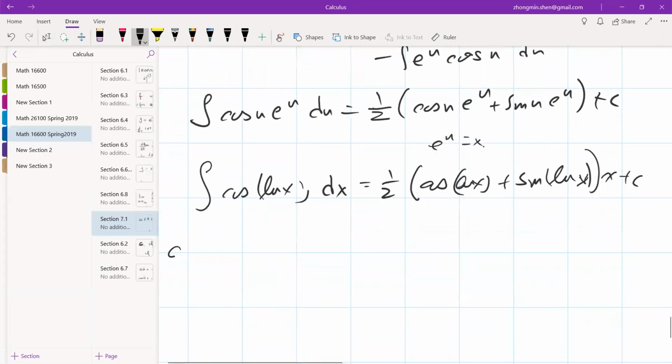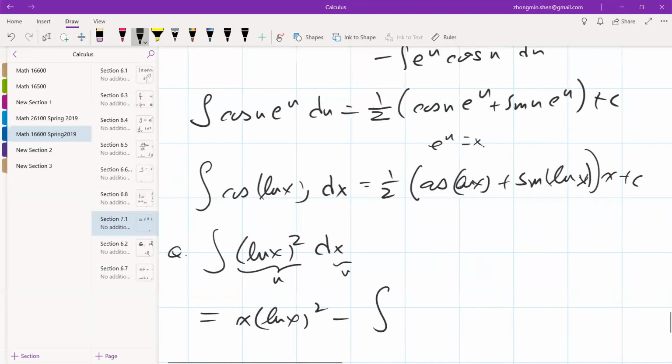Yeah, let's take a look at the next one. Natural log of x squared dx. Oops, that's a square, right? We don't like the natural log in the integral. So how do you do that? I just differentiate. At least I get rid of one of it, right? So this is my u, that's a v. V is x, right? So uv is x natural log of x squared, minus x times the derivative of that square, right? I have to differentiate.